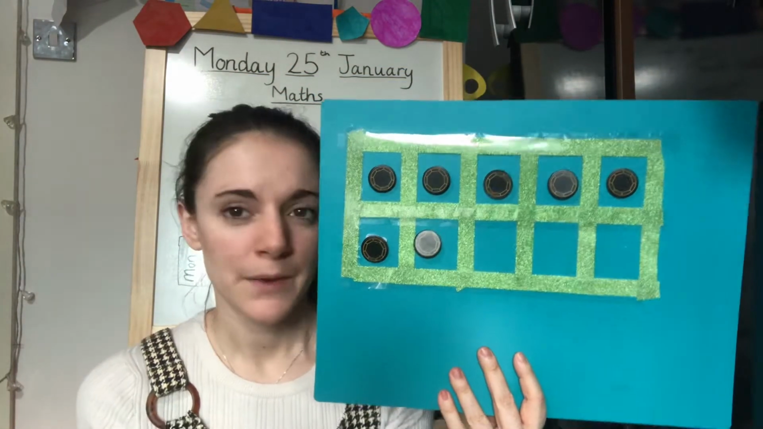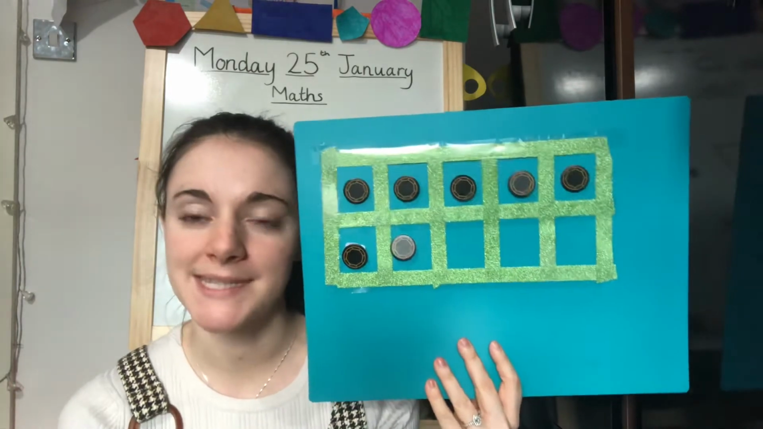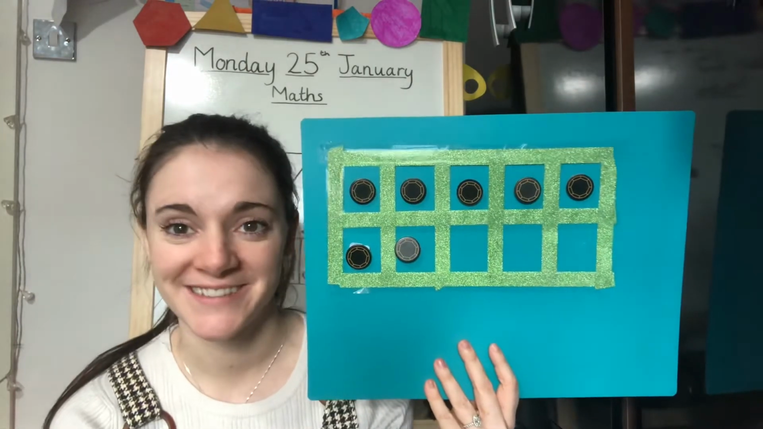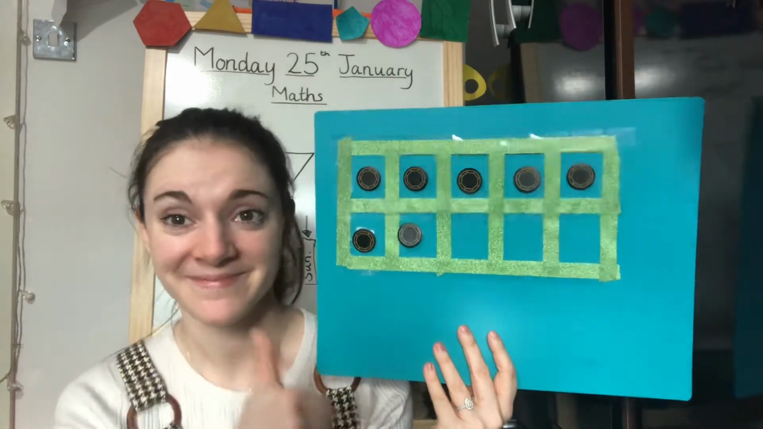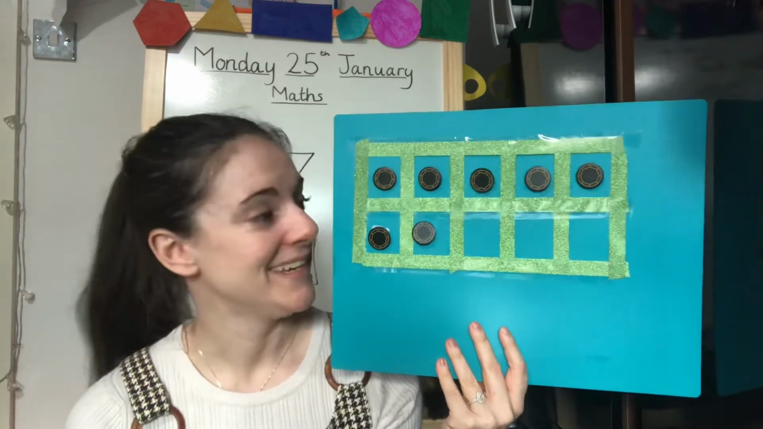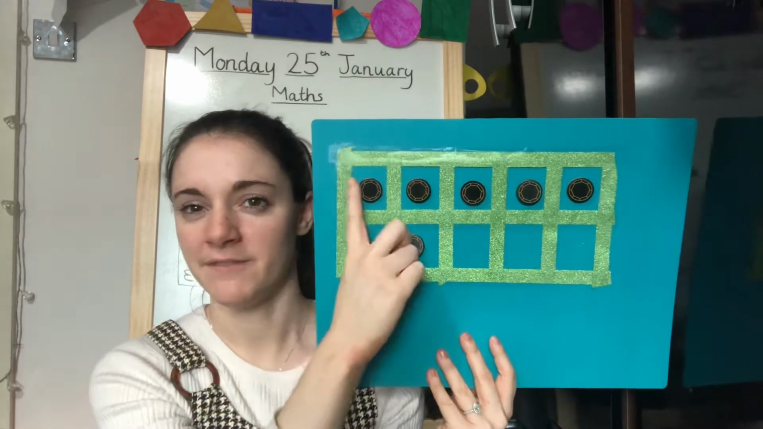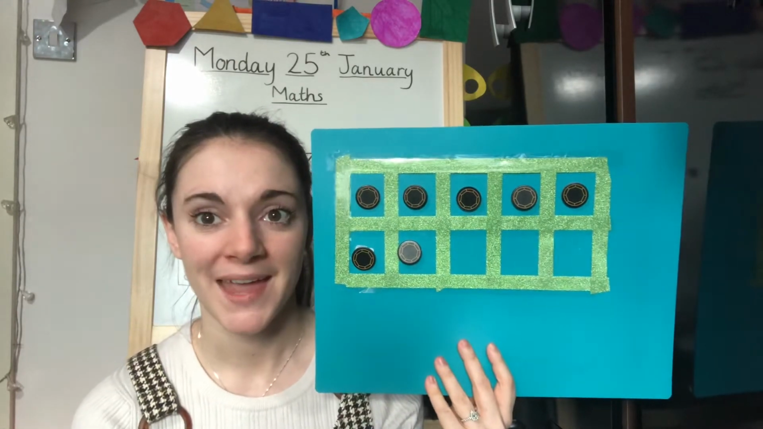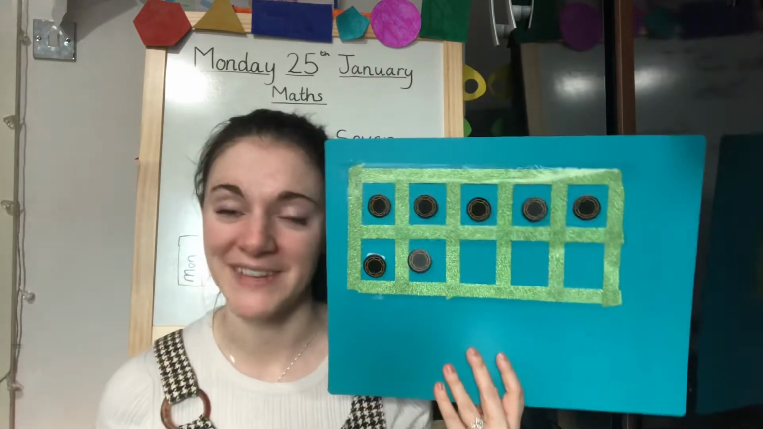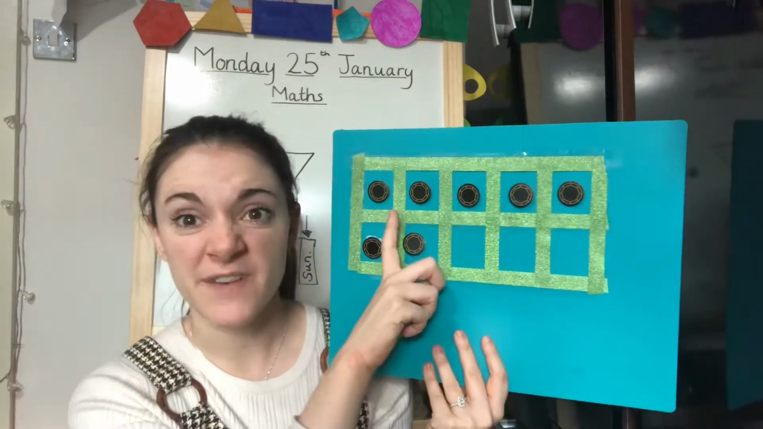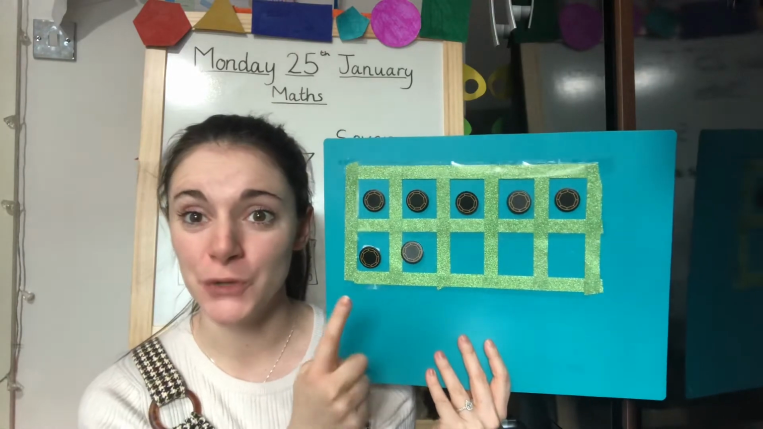Now let's move some of these counters. Here we go. What have I made now? Tell your grown-up, what 2 numbers can you see with my 7 counters? Well done. What's half of 10? If I filled up half of my tens frame, how many have I got in the top line? That's right, 5, because we looked at halving last week. So 5 is half of my 10. So I have 5 on my top line and I have 2 more.